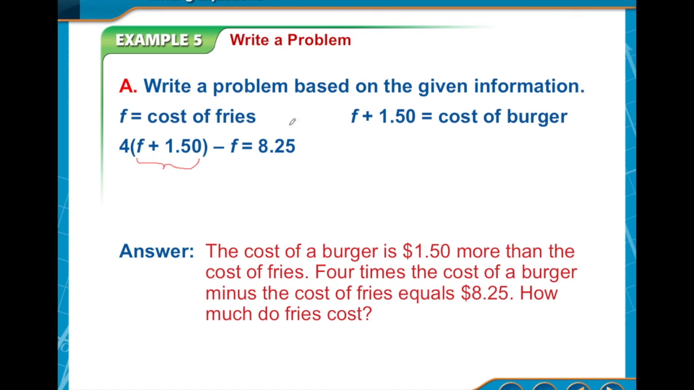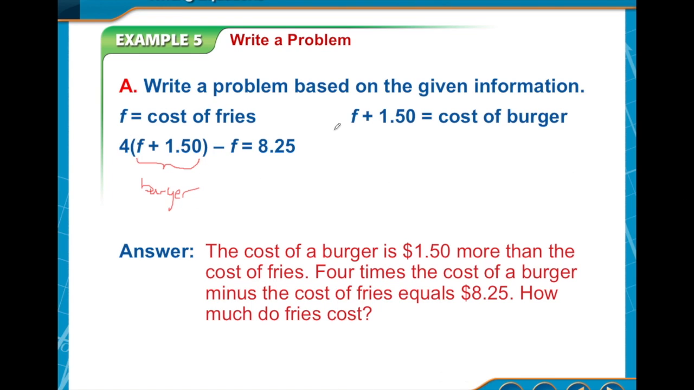So this F plus 1.50 is right here. We said that was the cost of a burger. So this is a burger here. Since this is the cost of a burger, that's how we got this here: 4 times the cost of a burger, minus the cost of fries, F, equals $8.25. So we could then figure out how much fries cost by using this information if we wanted to. So what you need to have is this part here.